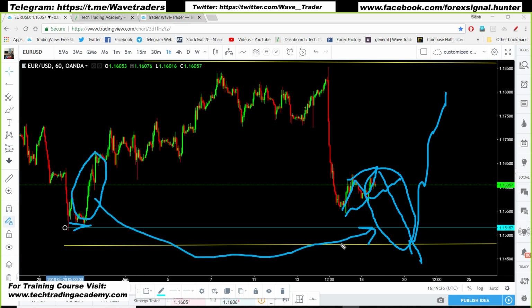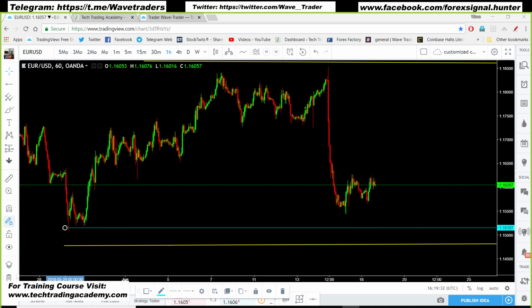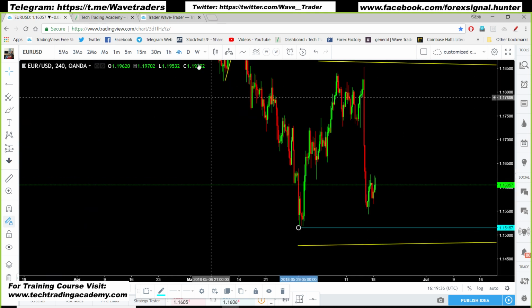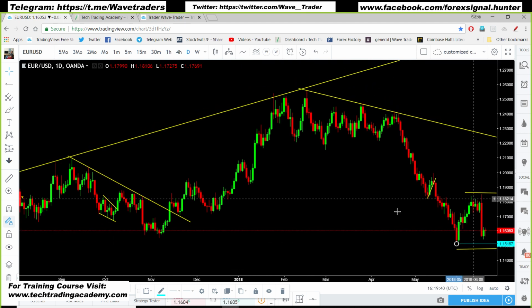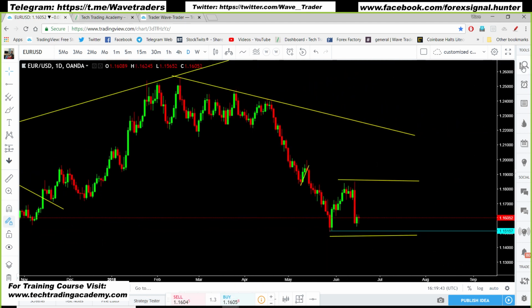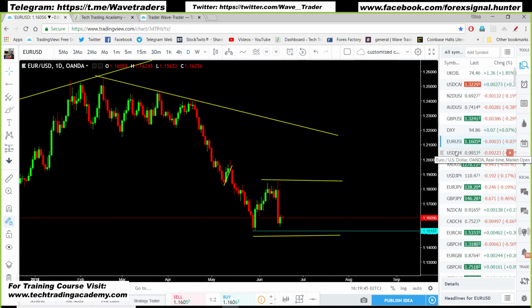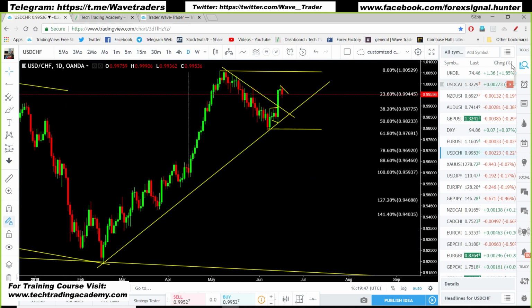So wait and watch for that move from the new low or the previous bottom next week for the bullish wave on the euro dollar. That's what you need to look for, guys: a buy setup on the euro dollar. A sell setup is not there for more downside on the euro dollar.